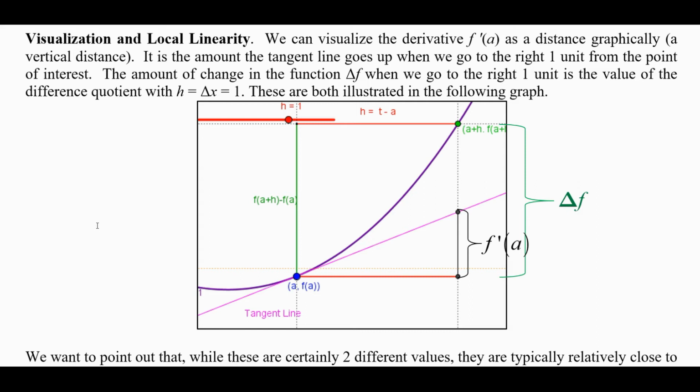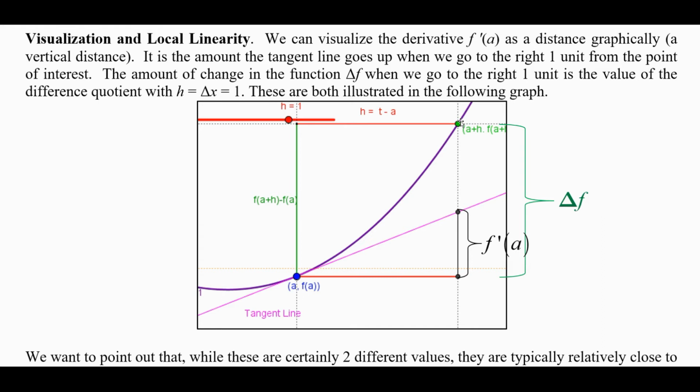A vertical distance. It's the amount the tangent line goes up when we go to the right one from a point of interest. So for the derivative at a, you follow the tangent line 1 unit to the right, and however far it goes up, this black distance right here is f prime of a. Compare and contrast that to how much the function changes when you go to the right one. That's this green distance here, from here to this nearby point here. Of course, that's going to be the slope of the secant line between here and the nearby point, the slope of which is the difference quotient.